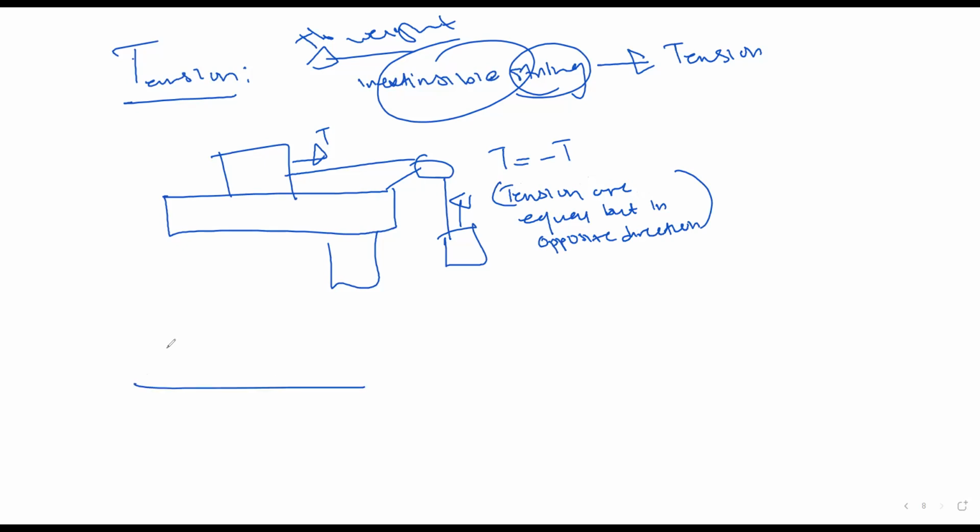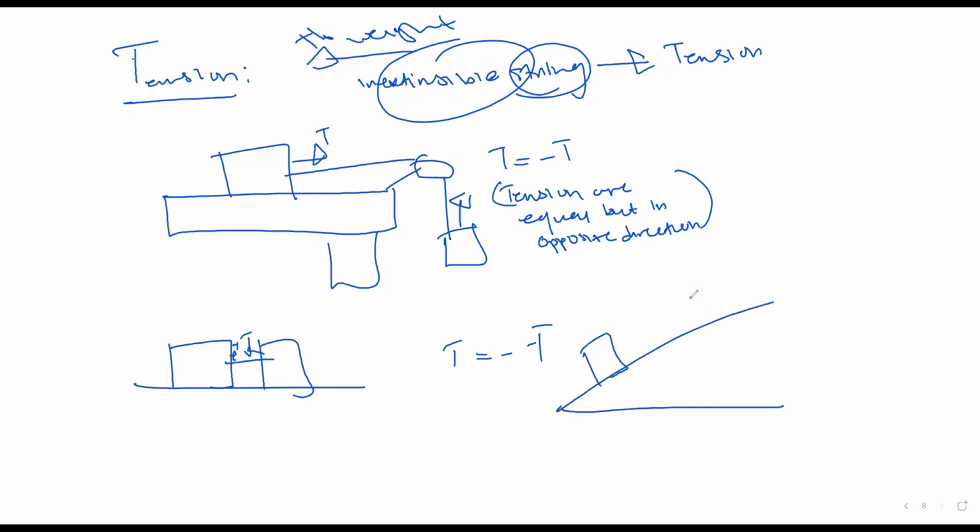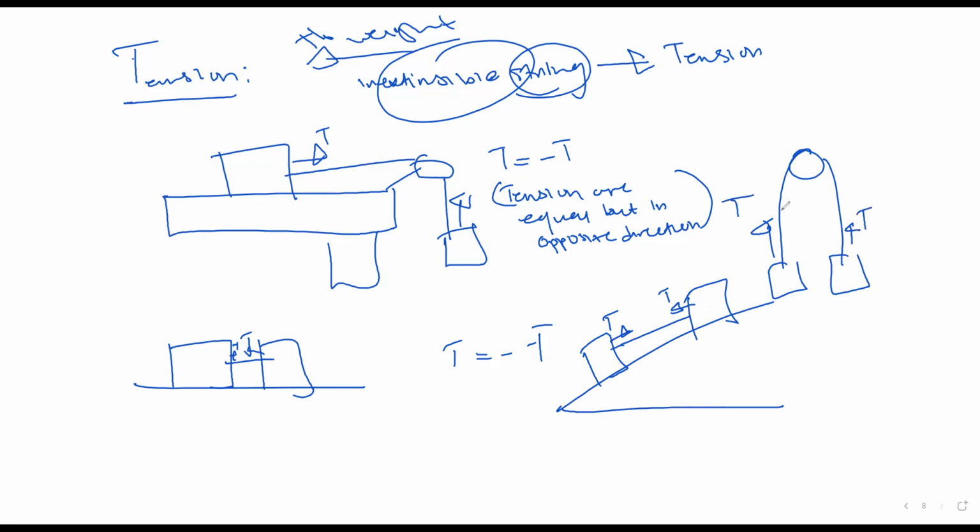So if we have a horizontal plane like this, and we have an object and another object, we also have tensions. Tensions that are equal but in opposite directions also apply in this one. Even if you have an object on an incline, there is a tension here, this string. Tensions are always equal but in opposite directions. If you have a pulley, something like that, there is always a tension there. Tensions are equal but in opposite directions. See?